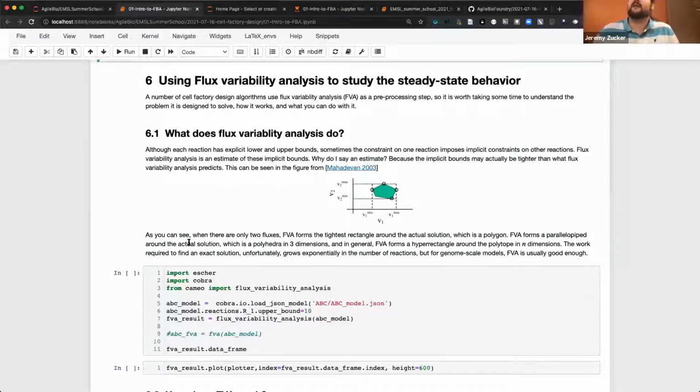FVA forms a parallelepiped around the actual solution, which is a polyhedron in 3 dimensions, and in general forms a hyperrectangle around the polytope in n dimensions. The work required to find an exact solution, unfortunately, grows exponentially in the number of reactions. But for genome scale models, FVA is usually good enough.